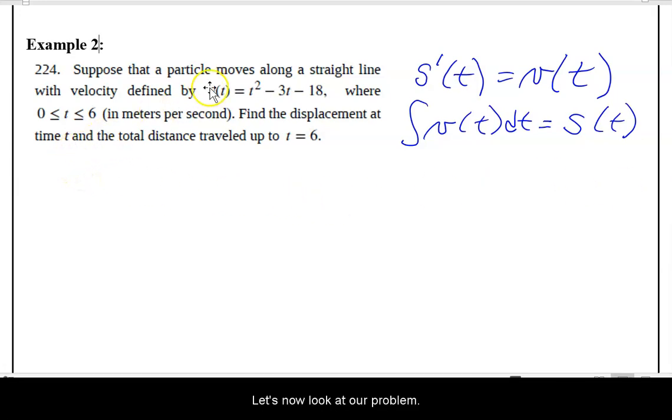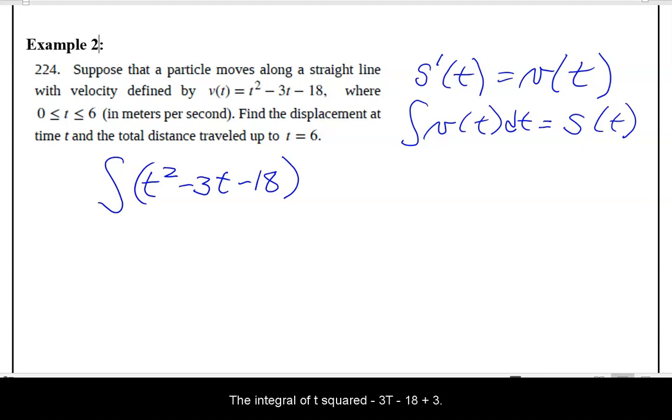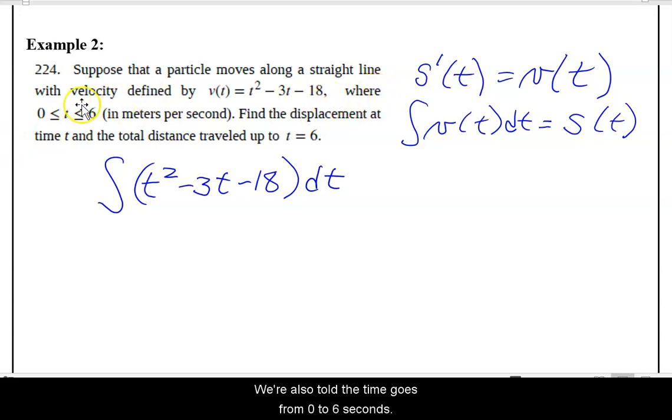Let's now look at our problem. We are told that we're moving along a straight line and the velocity is given by this equation you see in the center. We will need to integrate that equation. We'll put that in as our integrand, which will give us the integral of t squared minus 3t minus 18 in parentheses with the differential dt outside. We're also told that time goes from 0 to 6 seconds. Those would be our limits of integration. The lower limit is the smaller value 0, and the upper limit is the larger value 6.